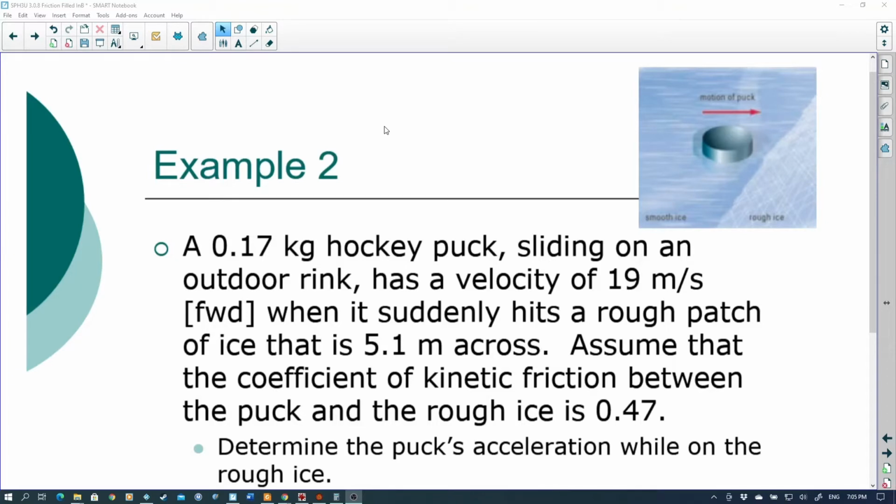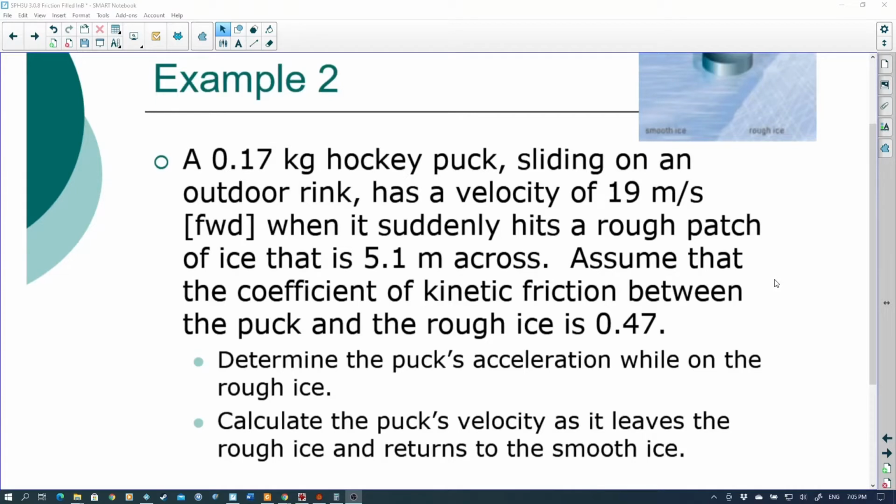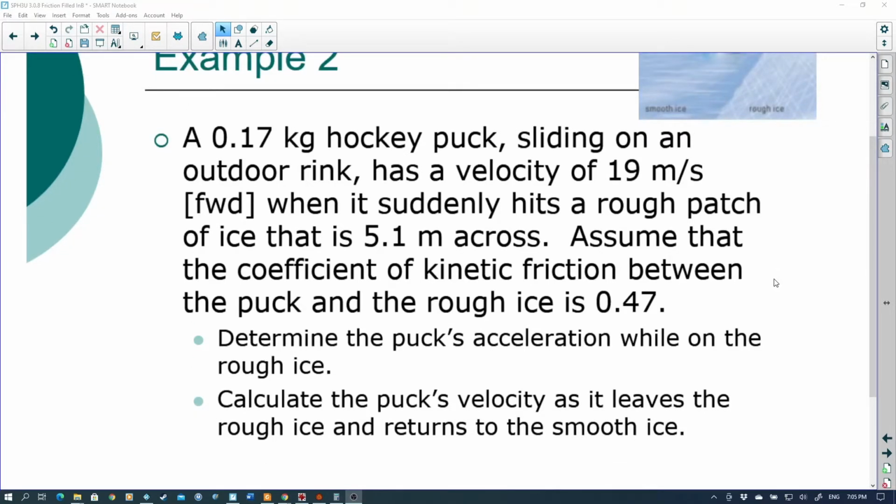A 0.17 kilogram hockey puck sliding on an outdoor rink has a velocity of 19 meters per second forward when it suddenly hits a rough patch of ice that is 5.1 meters across. Assume that the coefficient of kinetic friction between the puck and the rough ice is 0.47. We're going to be looking at two different things. We're going to determine the puck's acceleration while in the rough ice in order to calculate the puck's velocity as it leaves the rough ice and returns to the smooth ice.